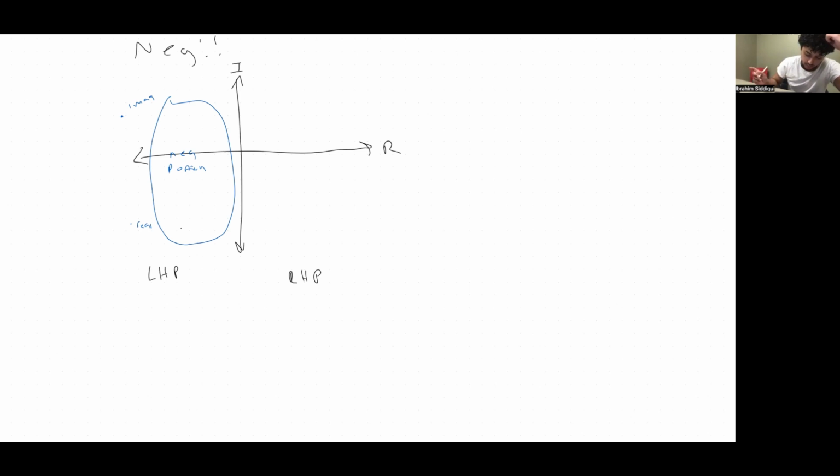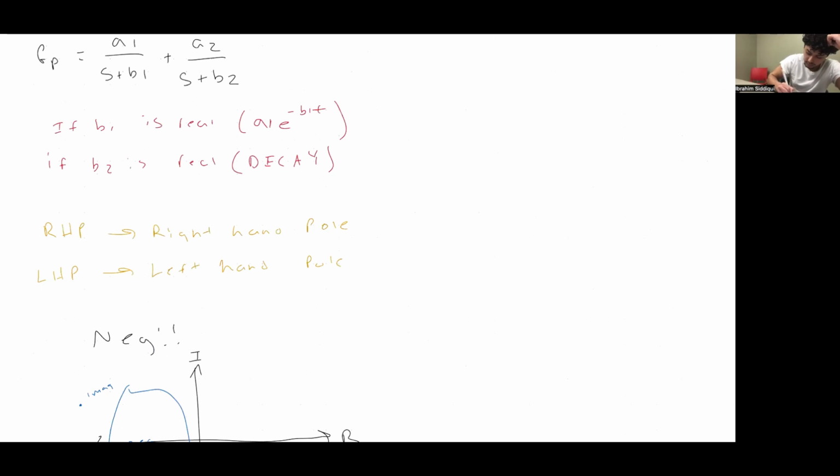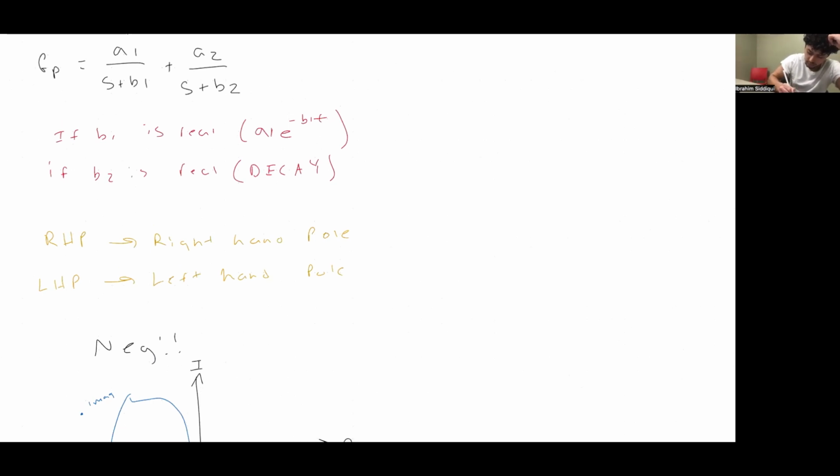So anytime we have a purely real pole, it will give us the time response of this function right here. Let me go ahead and circle it, of this function right here.